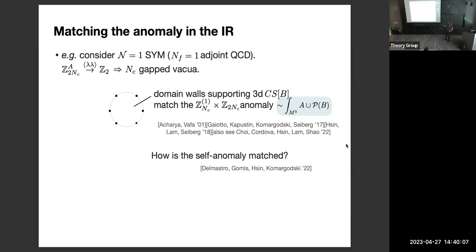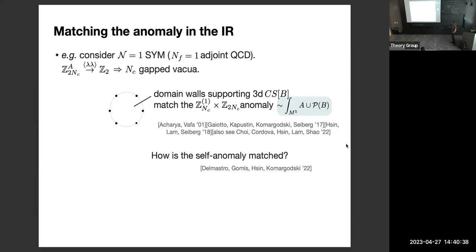So in this case, this Z_{2N} zero-form symmetry is the R symmetry of my N equals 1 super Yang-Mills, which is spontaneously broken by the gaugino condensate, in this well-known story, to a Z2 subgroup, and this breaking pattern leads to N gapped supersymmetric vacua of N equals 1 super Yang-Mills.